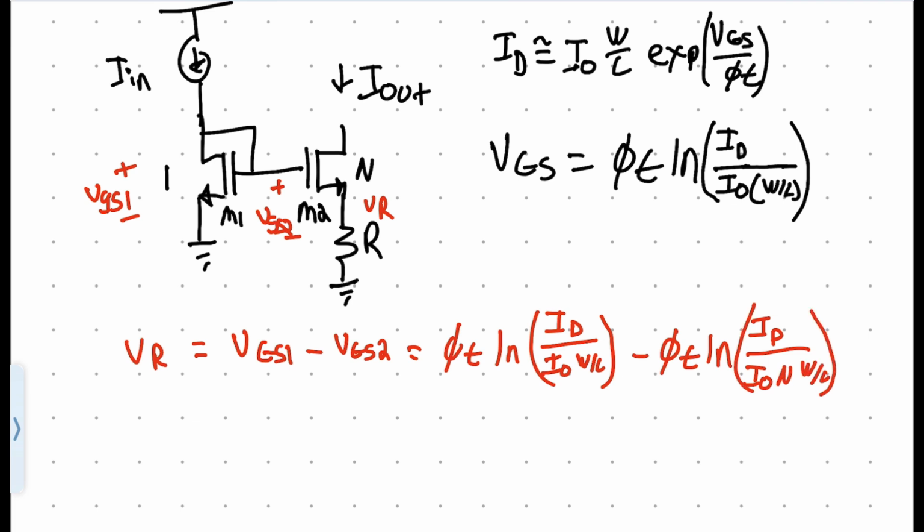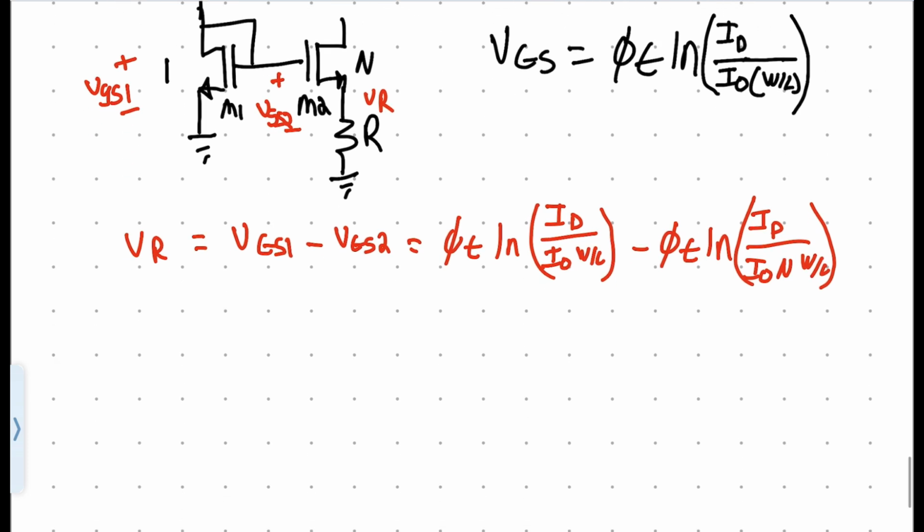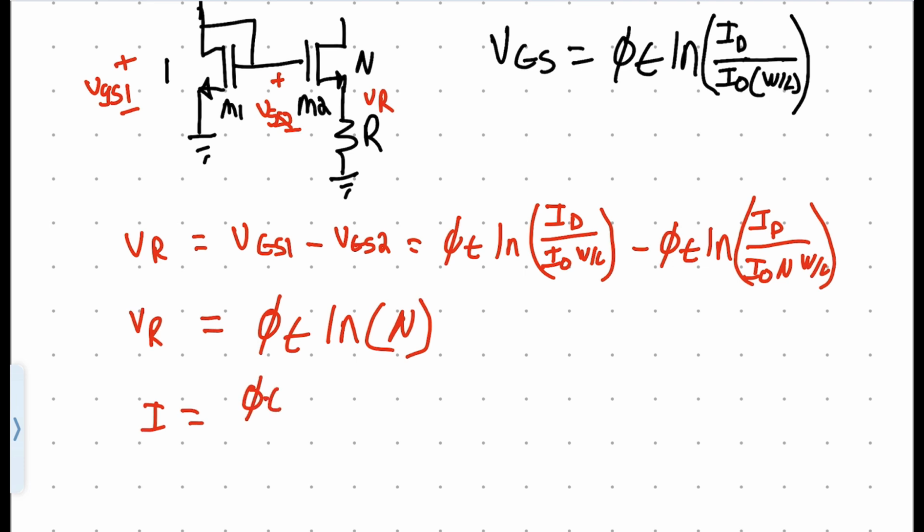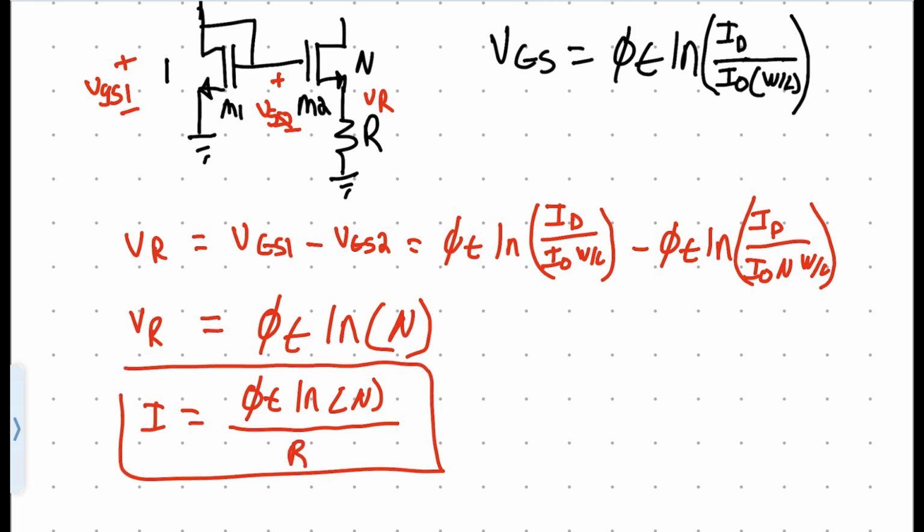And one of the properties of natural logs is that if you subtract them, then we can divide them. So what this works out to be is phi t natural log of N. So this VR is equal to that. So the output current is now equal to VR over R, which is just phi t natural log of N over R. And that is what the current is for this current reference.